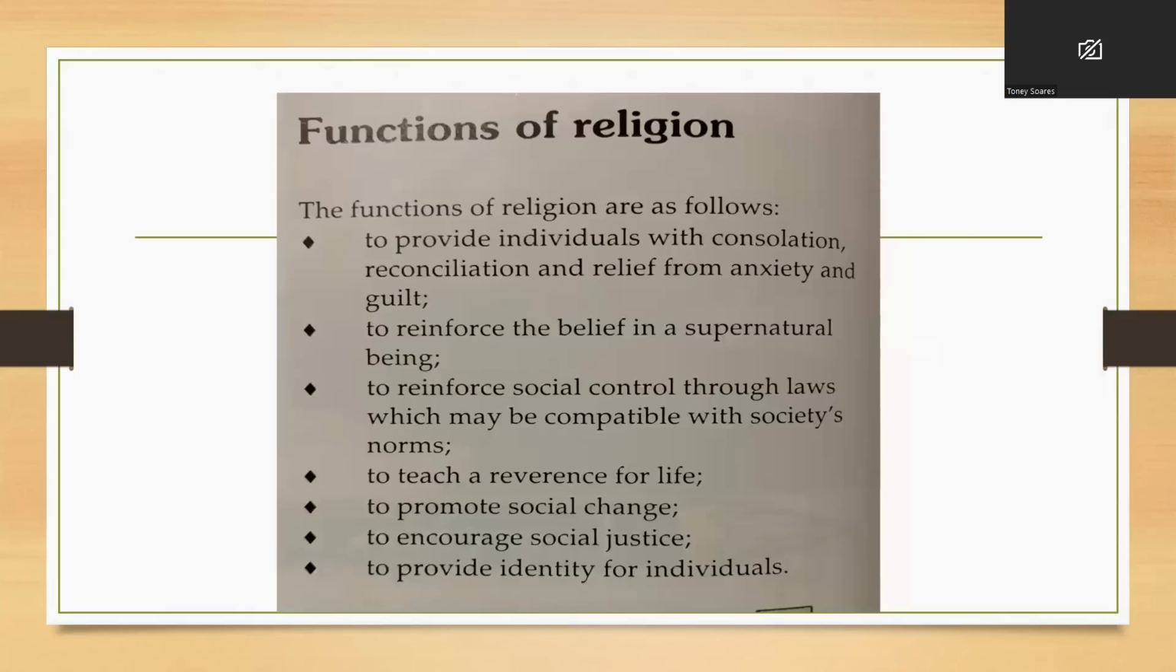Next type of institutions is religion. Good. So the functions of religion is to provide individuals with consolation, reconciliation, and relief from anxiety and guilt, to reinforce the belief in the supernatural being, to reinforce social control through laws which may be compatible with society's norms, to teach a reverence for life, to promote social change, to encourage social justice, and to provide identity for individuals.